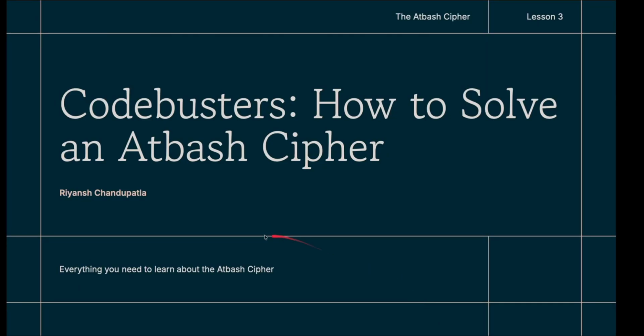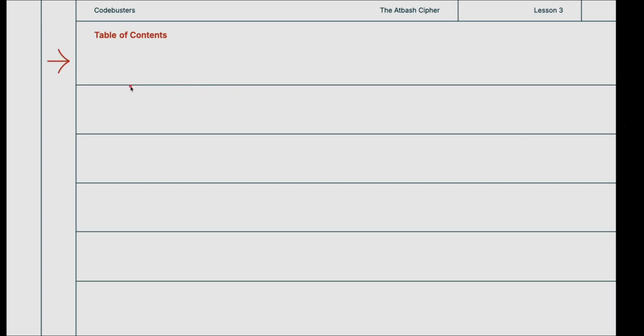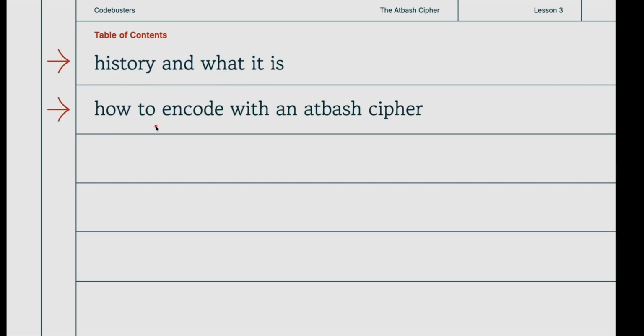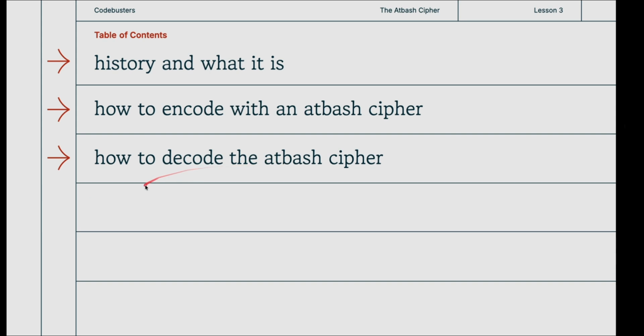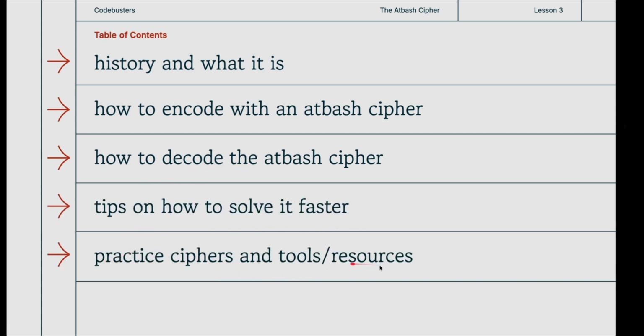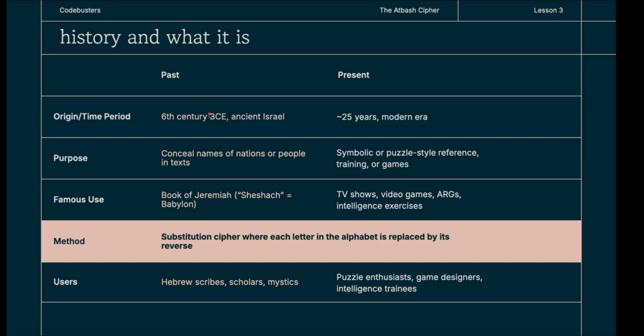Okay, hello, my name is Rianch, and today we'll be going over lesson 3 of Codebusters, which is how to solve the Atbash cipher. Today we'll be covering the history, what it is, how to encode with the Atbash cipher, how to decode with the Atbash cipher, tips on how to solve it faster, practice ciphers, tools and resources, and extra help if you need any. Right now we'll be going over the history and what it is.